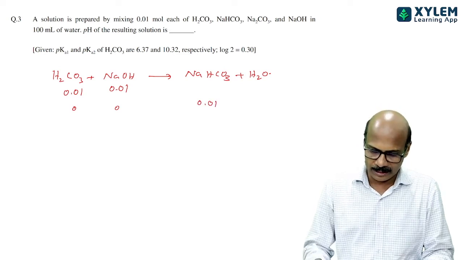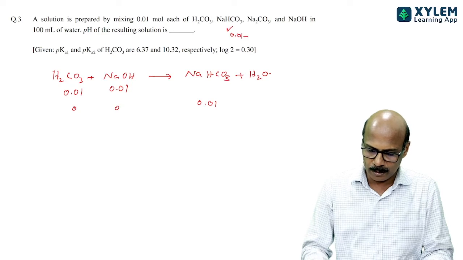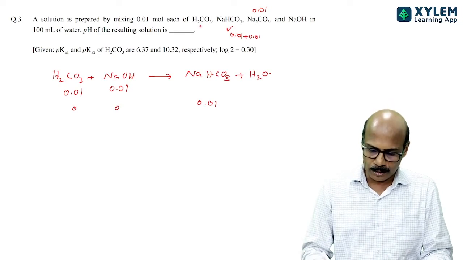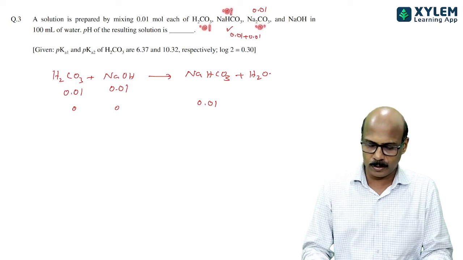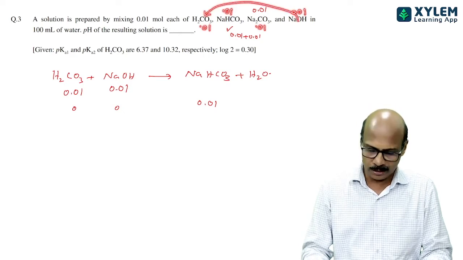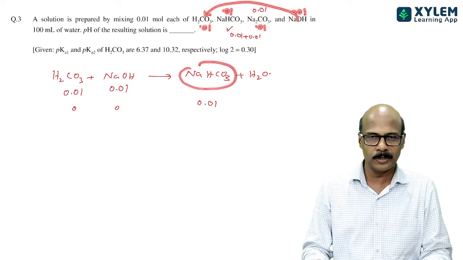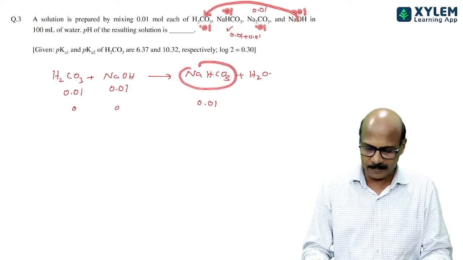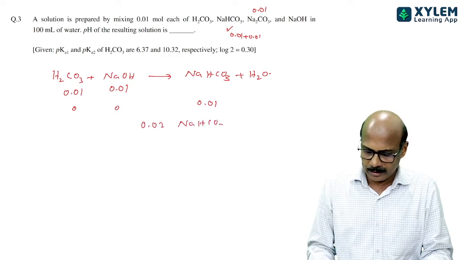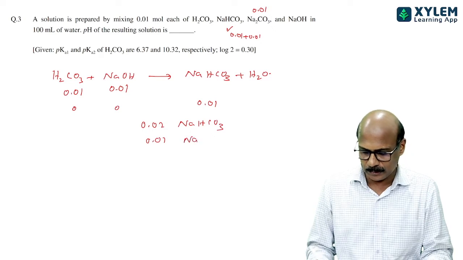Now the solution contains sodium bicarbonate 0.01 plus 0.01, and sodium carbonate 0.01 mole. Initially you took 0.01 H2CO3, 0.01 NaHCO3, 0.01 Na2CO3, 0.01 mole NaOH. But NaOH will readily react with H2CO3 to produce NaHCO3. So now the solution contains 0.02 mole NaHCO3 and 0.01 mole Na2CO3.